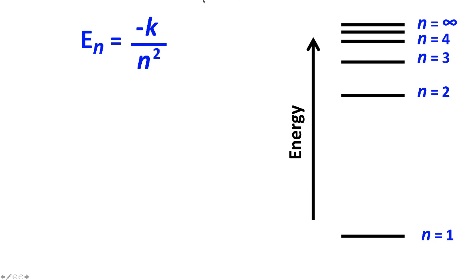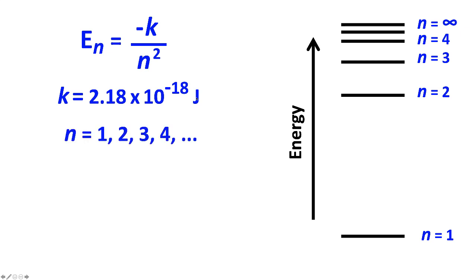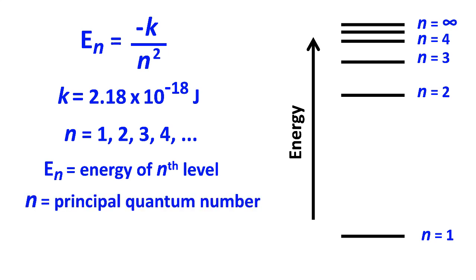And it turns out that the energy of a given level has a very simple mathematical relationship. It's given by E sub n equals negative k over n squared, where k is a specific constant for hydrogen, 2.18 times 10 to the minus 18th joules. N is an integer, 1, 2, 3, 4, etc., on up through infinity. And E sub n is the energy of the nth level. And n is specifically called the principal quantum number, and you can also think of it as the specific energy level or orbit we're dealing with.